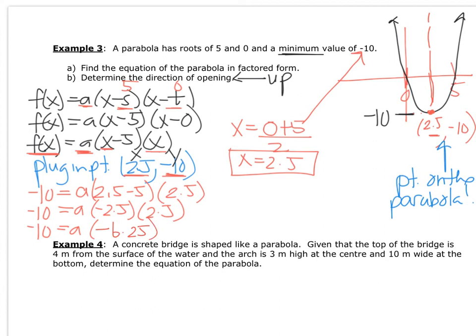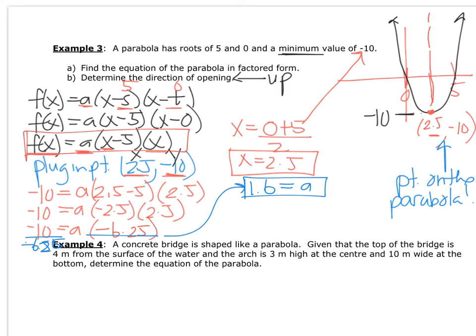Keep it going. How do I get rid of this guy? Well, I've got to divide on both sides. Divide by negative 6.25. Okay. Bring it on up here. So we've got negative 10 divided by negative 6.25. That's going to make 1.6 equals a. Lovely. There's our a. So let's put it together. So we've got f(x). I'm going to go back to this guy right here, and I'm going to plug in my a now. So I have f(x) equals 1.6 times (x minus 5) times x, and that's my final answer.